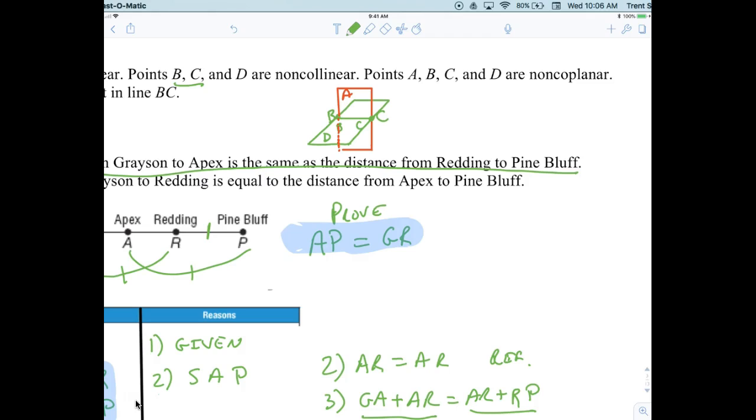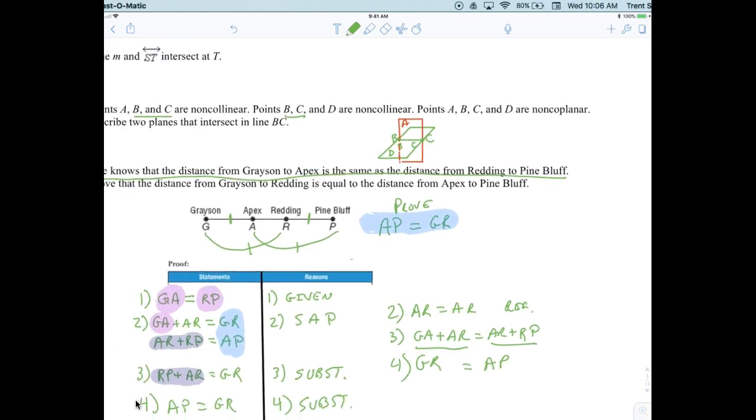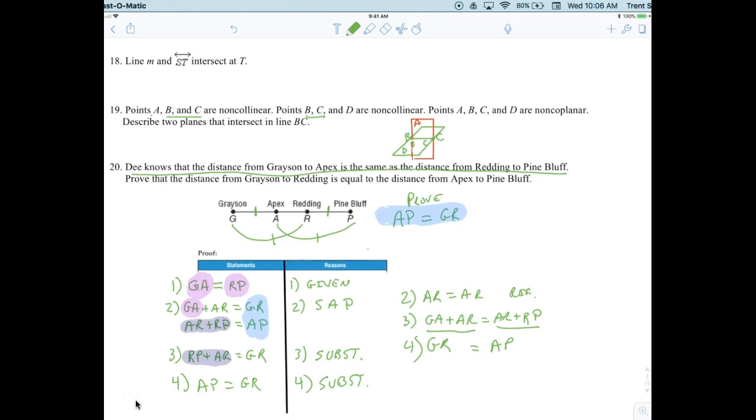How are B and C non-collinear if the two planes always intersect on a line? I don't think that's what it's saying. I think it's saying A, B, and C are not on the same line, right? But any two of them will be on the same line. Okay. Do you understand?